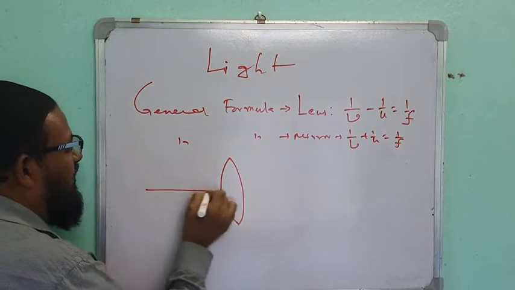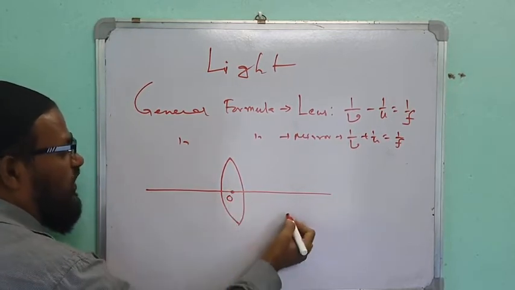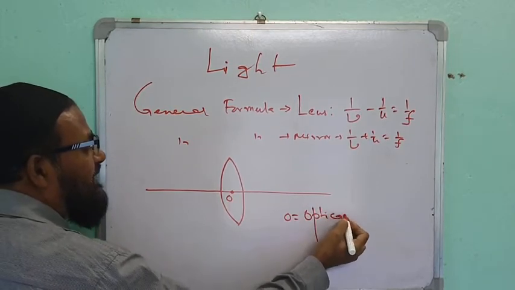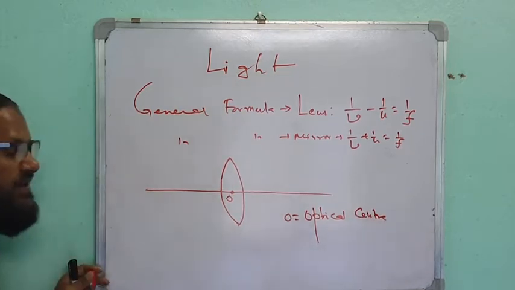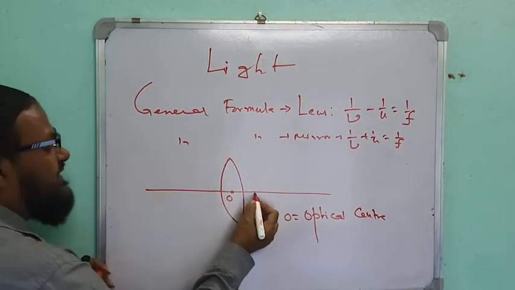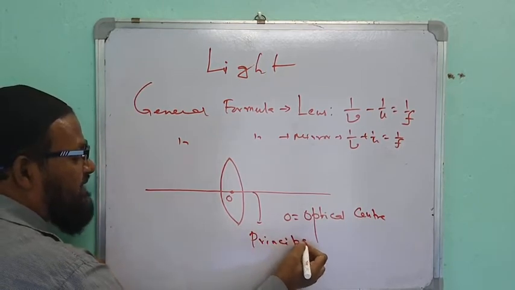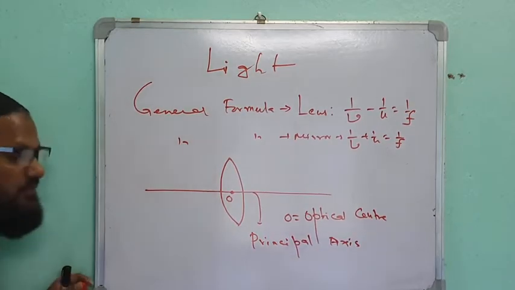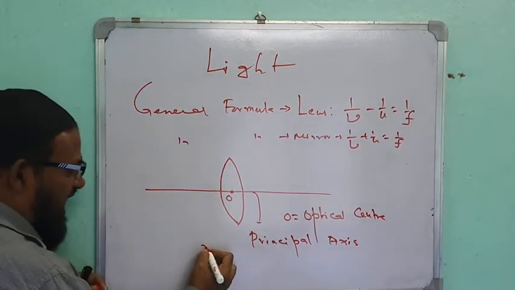Next thing is just simple. This point is O. O is the optical center. What is this? This is the principal axis.